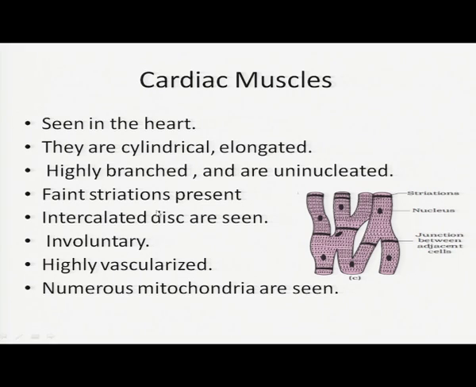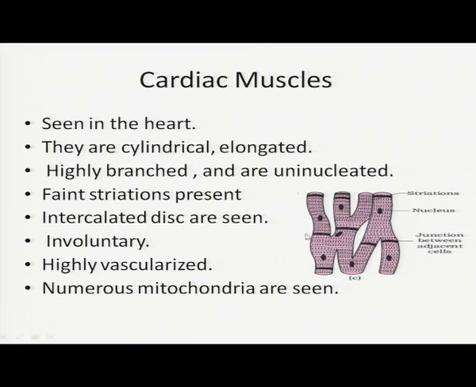Now, coming to the third type of muscle, that is cardiac muscle. They are seen in the heart tissue. They are cylindrical. You can see the diagram here. They are cylindrical, elongated, but highly branched, and they are uninucleated. Nuclei are seen here at the center. Striations are present, dark and light bands are present, but they are faint. They are not as clear as those of striated muscles.